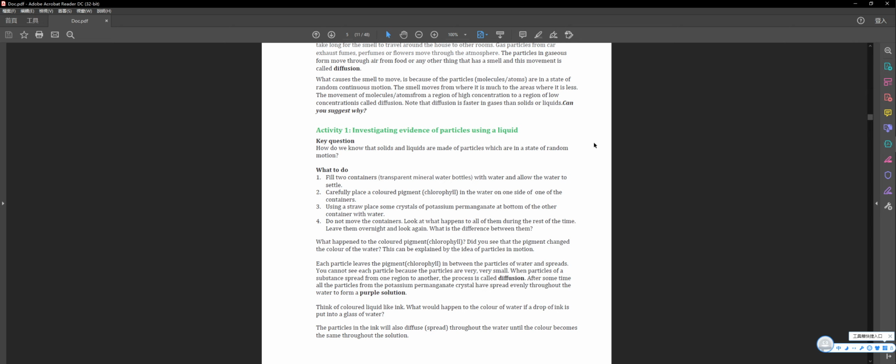After some time, all the particles from the potassium permanganate crystal have spread evenly throughout the water to form a purple solution. Think of a colored liquid like ink. What would happen to the color of water if a drop of ink is put into a glass of water? The particles in the ink will also diffuse throughout the water until the color becomes the same throughout the solution.